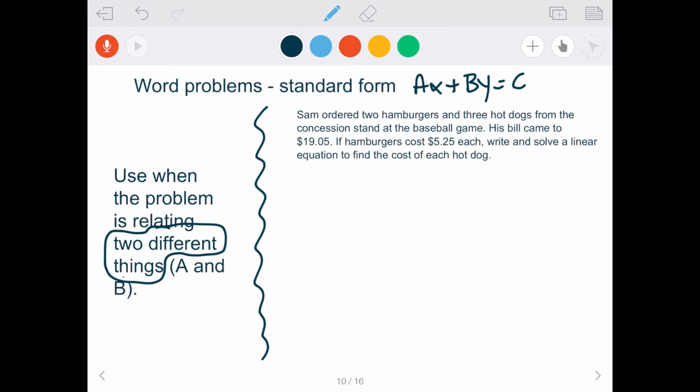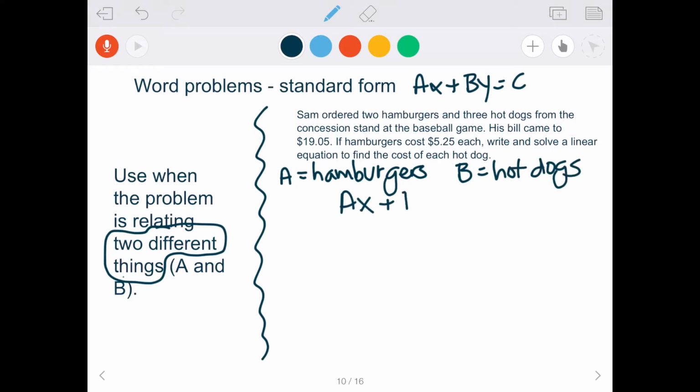So what we need to do first thing is decide what's going to be A and what's going to be B. You should always define your variables so that when you're doing your equation and substituting numbers, you're not putting the wrong thing in the wrong place. So I'm going to let A be hamburgers and I'm going to let B be hot dogs. So if I start with ax plus by equals c, if A is hamburgers, I know that Sam had 2. And if B is hot dogs, I know that he had 3.